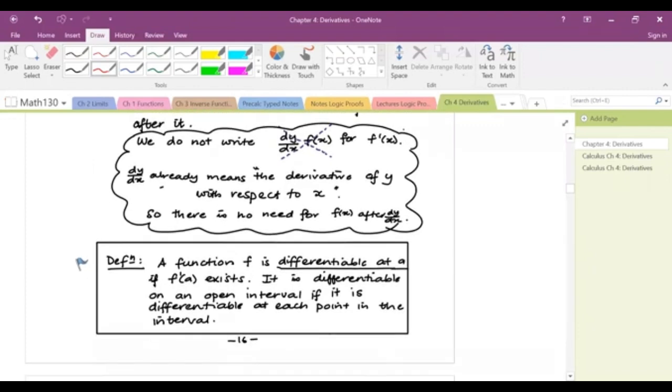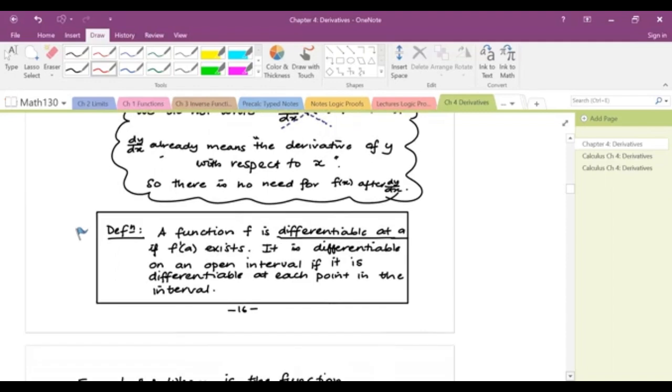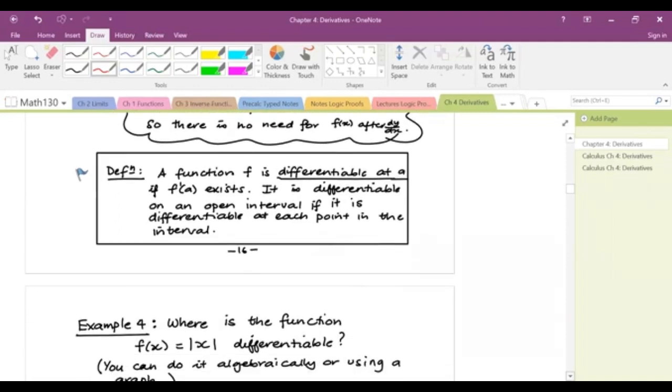Right, let's have a look at what it means for a function to be differentiable at a, if f prime of a exists. A function f is differentiable on an open interval if it is differentiable at each point in the interval. So if we want to determine whether a function is differentiable on an open interval, we must determine that it's differentiable at each point in that particular interval.